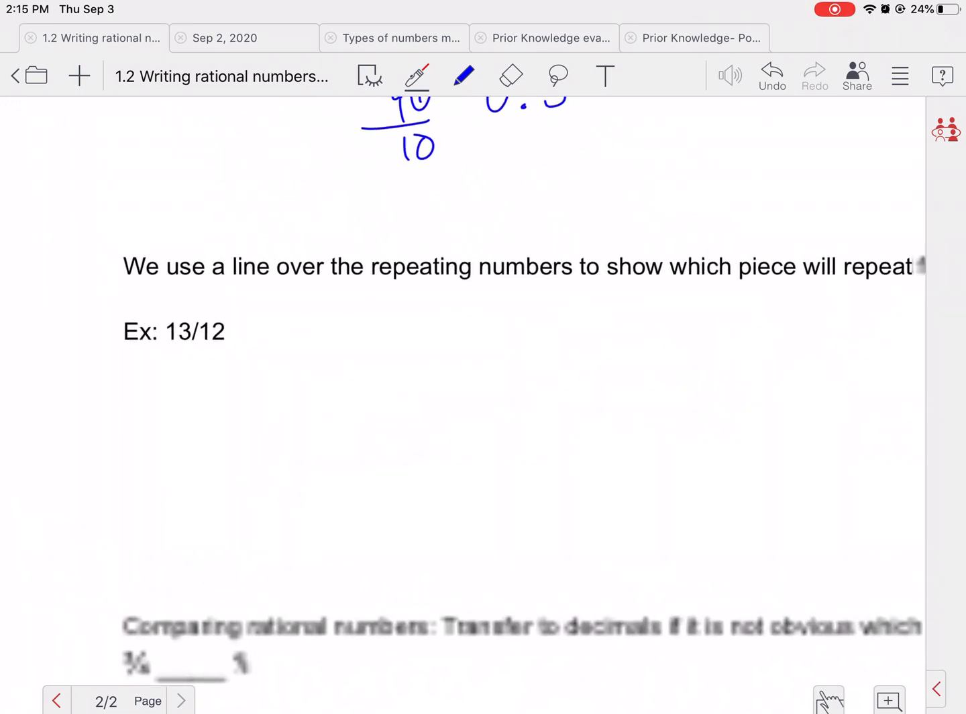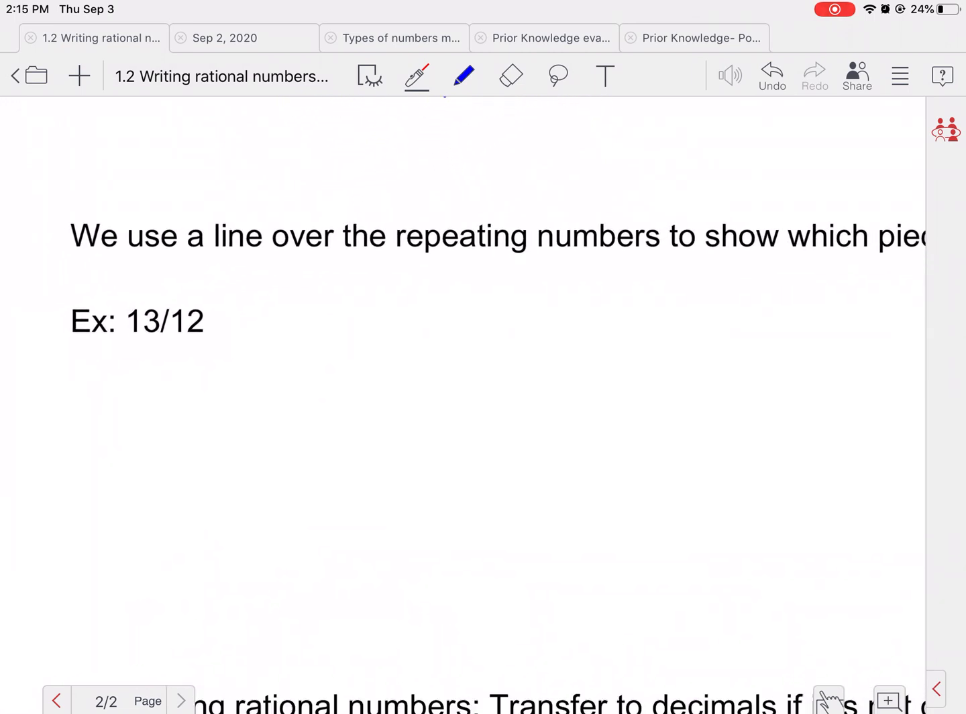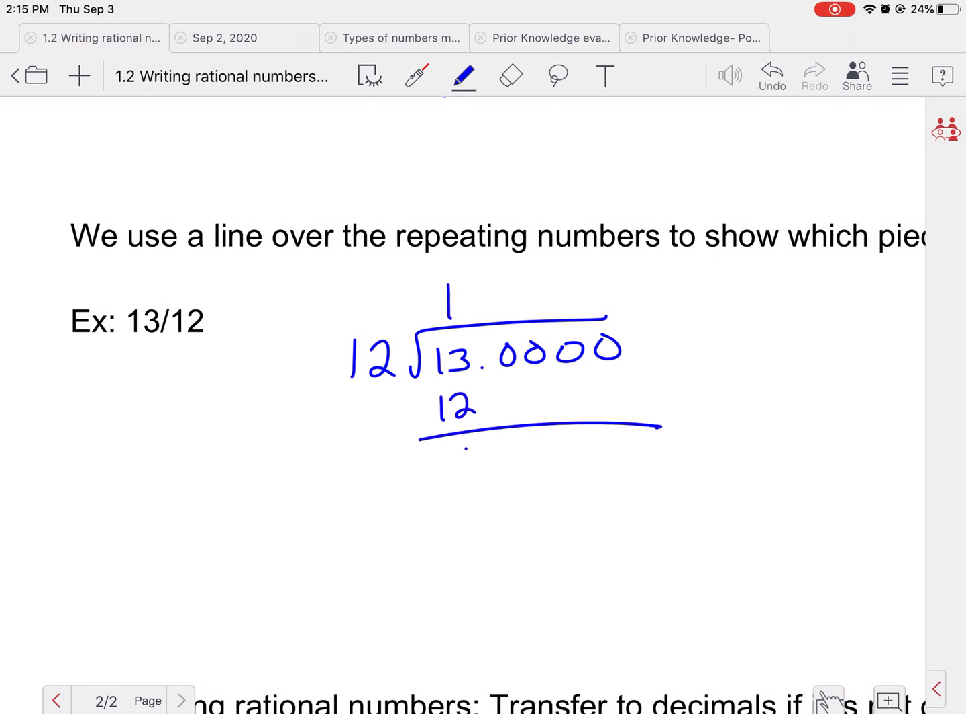All right, let's try another one. So 12 into 13. And again, that is not easily able to get to 100. So 12 into 13. Add some zeros. So I know 12 goes into 13 one whole time. And 13 minus 12 is 1. Bring down my 0. And I know I'm going to pop up my decimal because I'm hitting that right here. This is 1 and a 0.